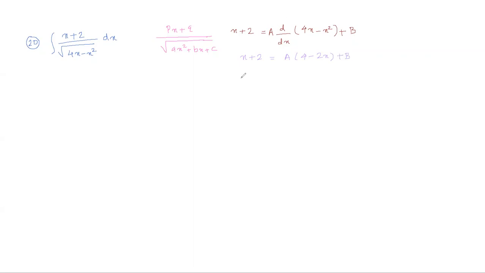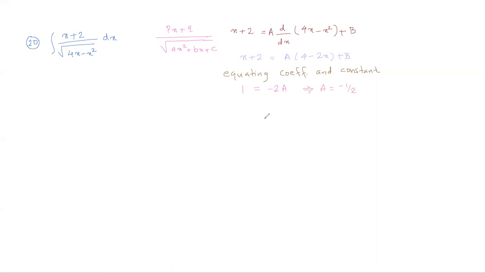Now we have to equate coefficients and constants. Equating the coefficient of x, the left side has 1, which equals minus 2a on the right side. So a is equal to minus 1 by 2.